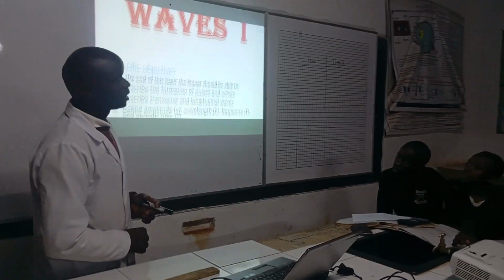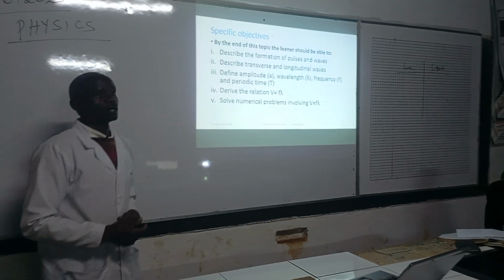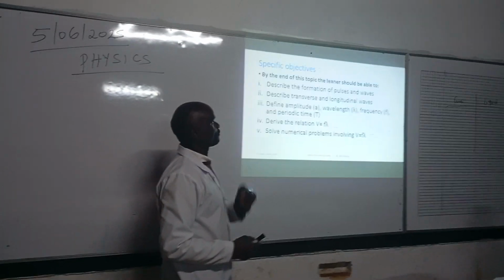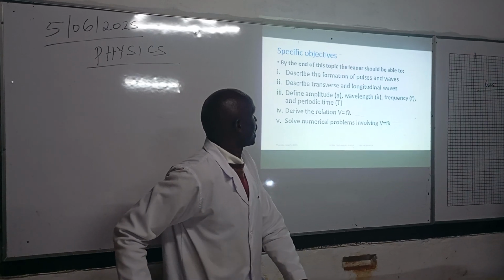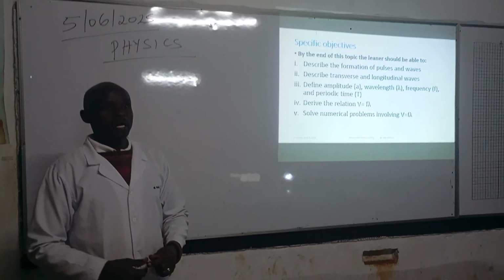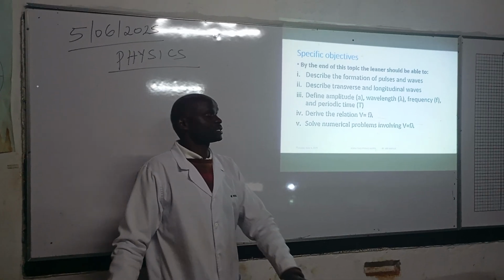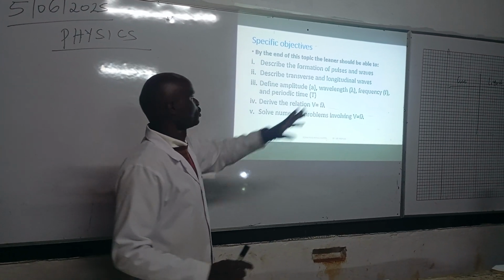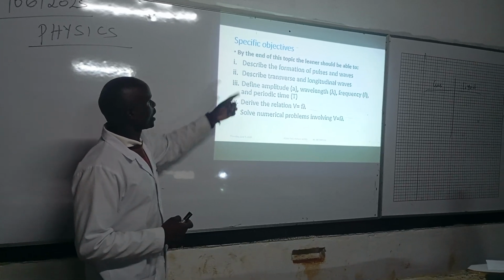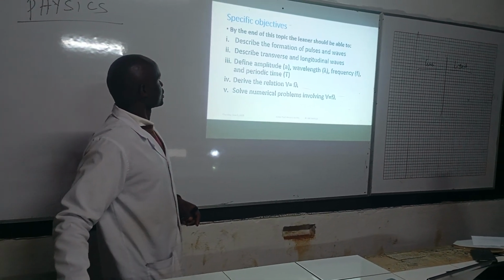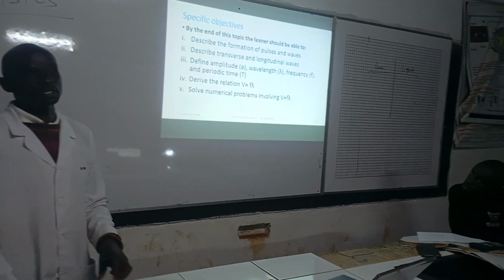By the end of this topic, you as a student need to be able to describe the formation of pulse and waves. You would also be required to describe the transverse and longitudinal waves. You are supposed to differentiate between transverse and longitudinal waves. You will be able to define amplitude, wavelength, frequency, and periodic time, and any other terms that are associated with waves.